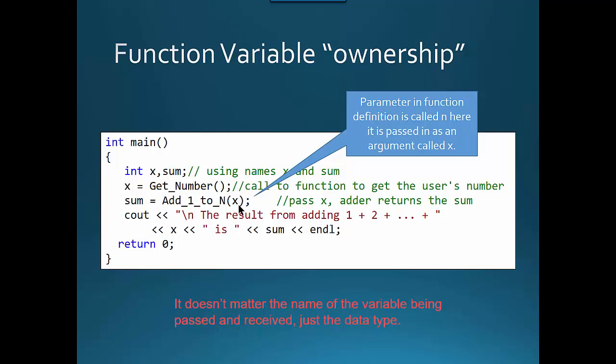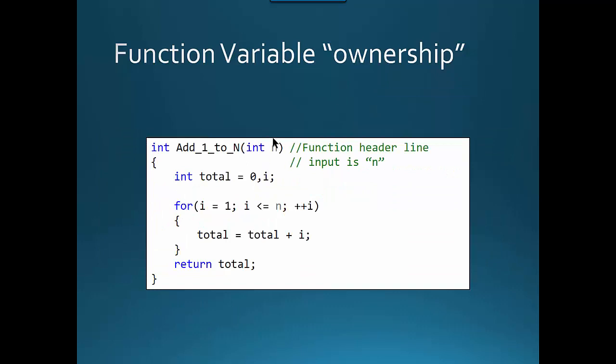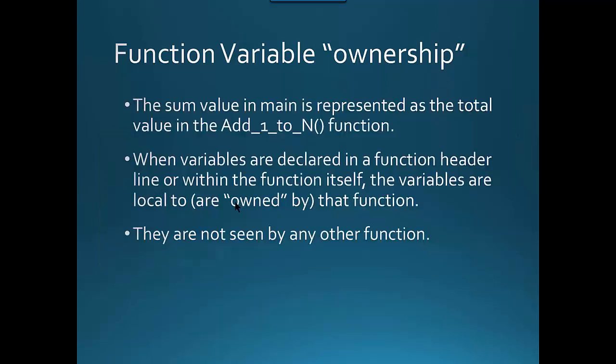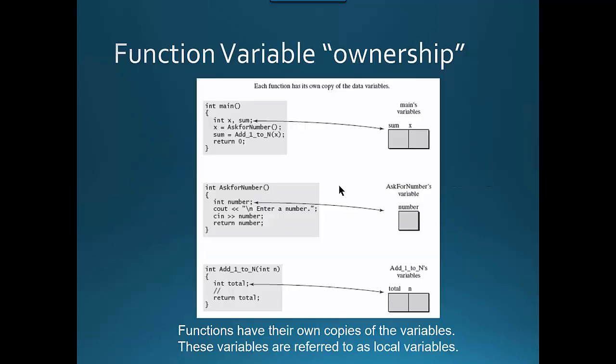And we're passing in x. This variable does not have to be the same as the parameter. So the parameter is n, but we can pass any variable we want to this function as long as it's an integer. So we're passing in x. So we say that the variables are local to the function where they're defined.